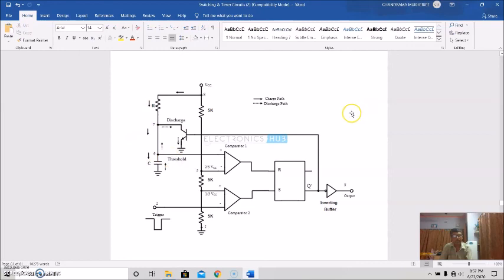So if the next pulse comes, it will go to high, and for the next triggering pulse, it will again come to low. So in this way, this multivibrator using the 555 timer will act as a monostable multivibrator, and that's all about this discussion.